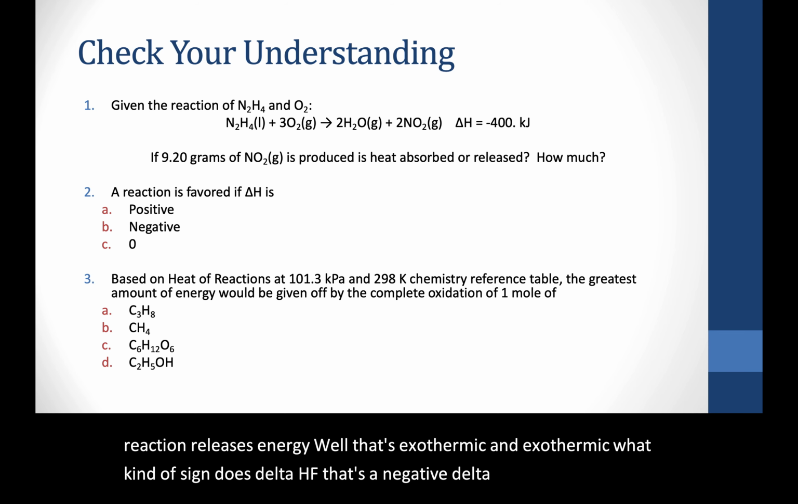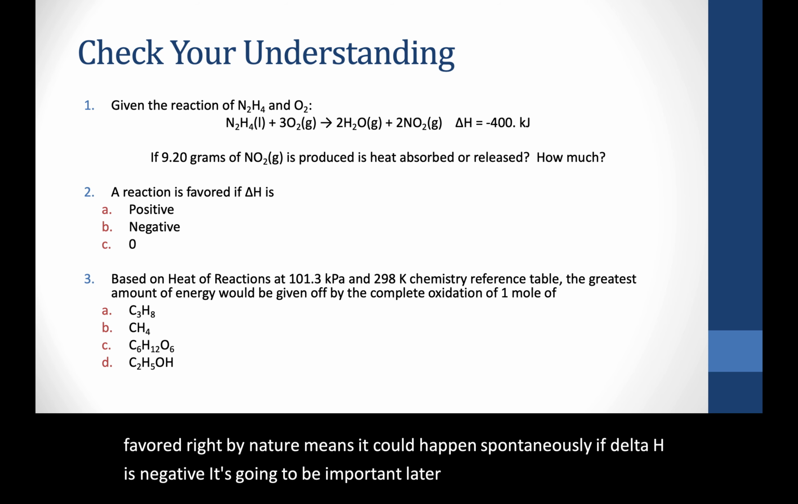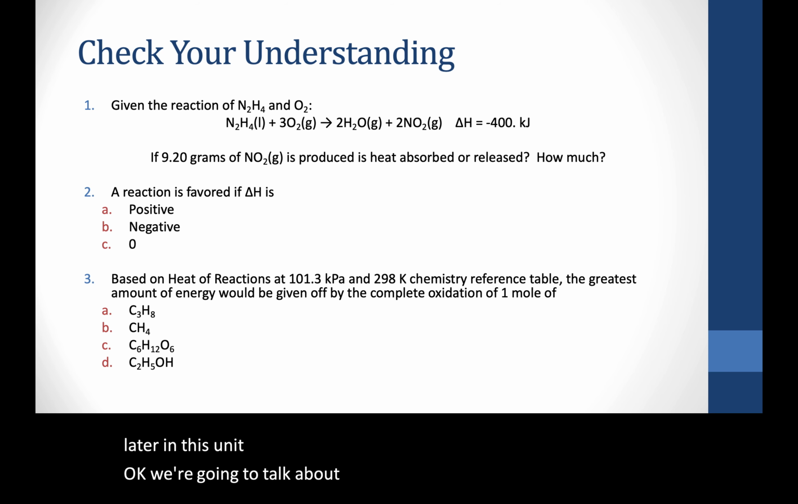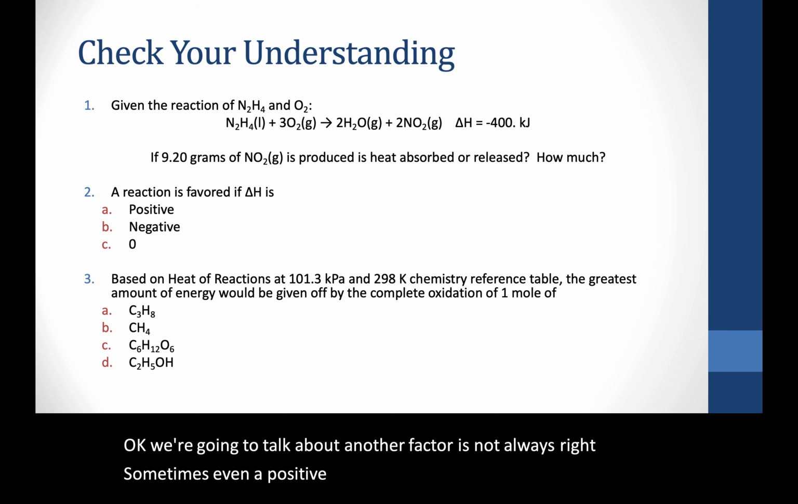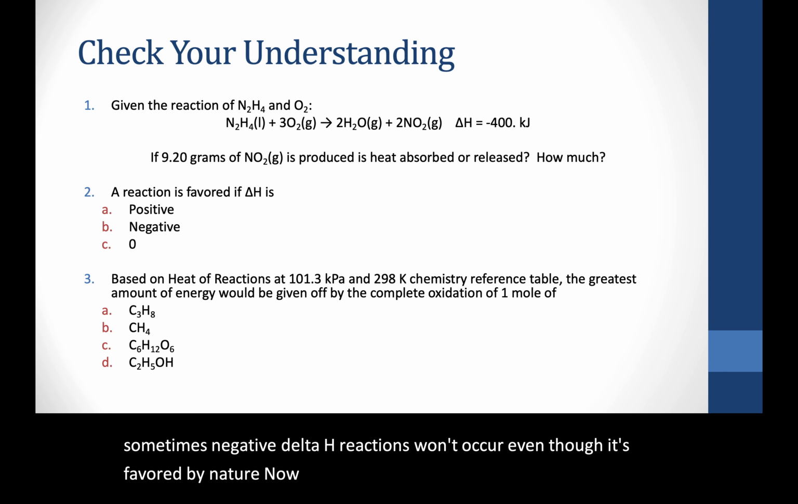So a reaction is favored by nature, it means it will happen spontaneously. It could happen spontaneously if delta H is negative. That's going to be important later in this unit, because we're going to talk about another factor, because not always. Sometimes even a positive delta H reaction could occur naturally, and sometimes negative delta H reactions won't occur, even though it's favored by nature, because there are other factors involved. We'll talk about those later in the unit.